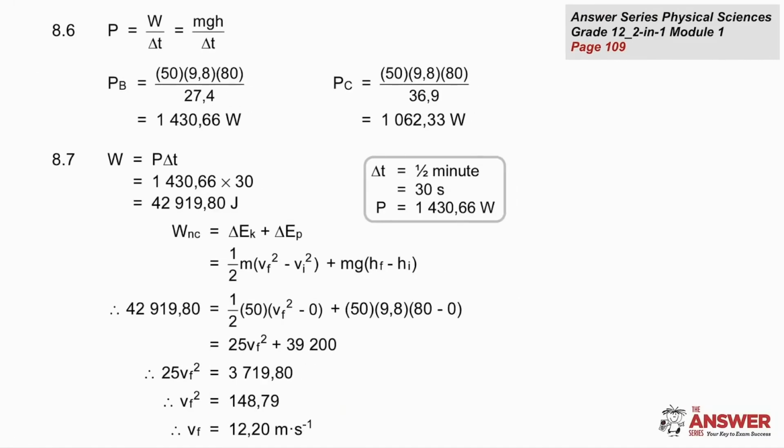We use the definition of power and the change in potential energy to calculate the average power of pumps B and C. In this way, we find out that pump B is more powerful than pump C. Now we run pump B at that power level for 30 seconds. The extra joules of energy are then converted into kinetic energy, and the final speed of the water, the exit velocity, is 12,2 meters per second.